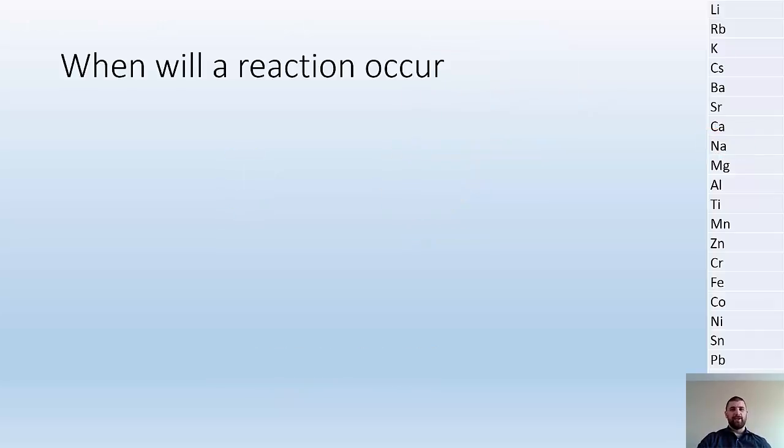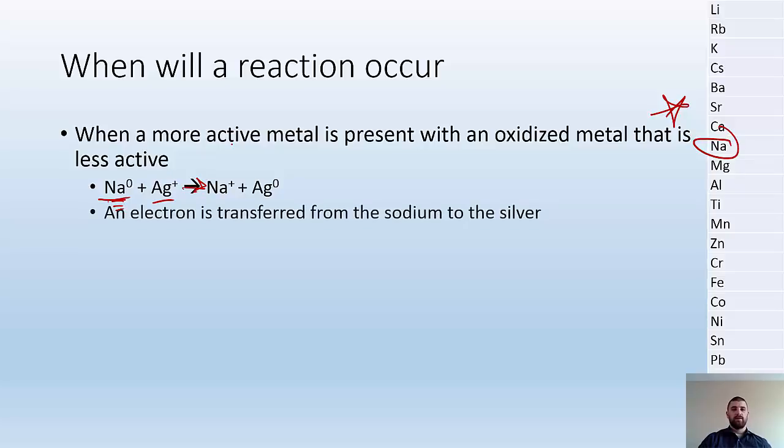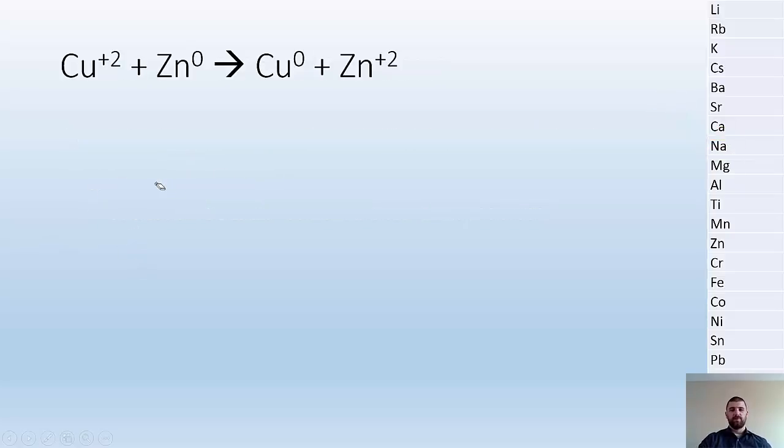All right, when will a reaction occur? Basically, when a more active metal is present with an oxidized metal that is less active. So how do you tell? Well, let's take a look. I got sodium. I look on my activity series. There's sodium, and silver is down there. I see that sodium is the one that wants to be oxidized, and in this reaction, it isn't initially. So that's going to have to change. So I'm going to get a reaction there. An electron is being transferred from the sodium to the silver.